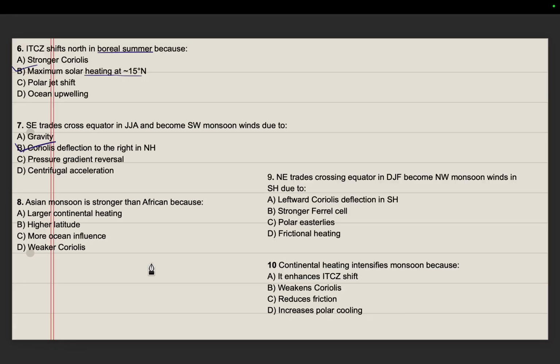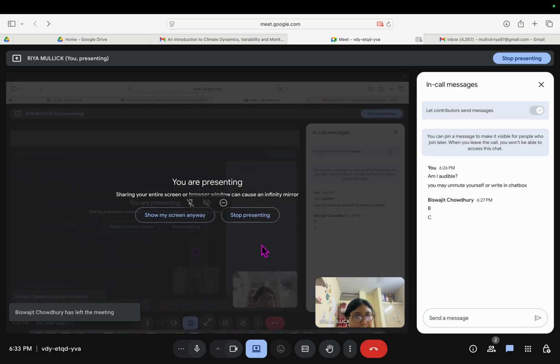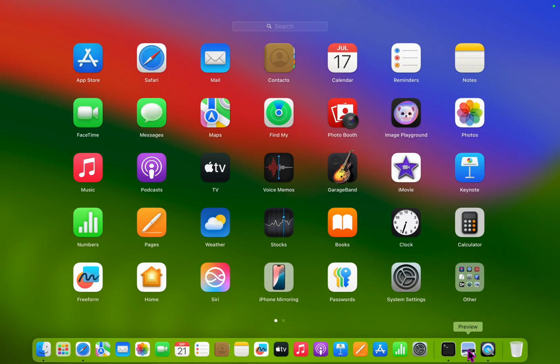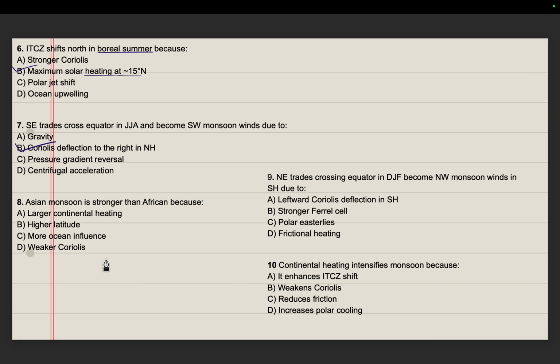Asian monsoon is stronger than the African monsoon because of what? Larger continental heating, higher latitude, more ocean influence, or option D, the weaker Coriolis force. Question 8, option A is correct. Because of the larger continental heating, the Asian monsoon is stronger.